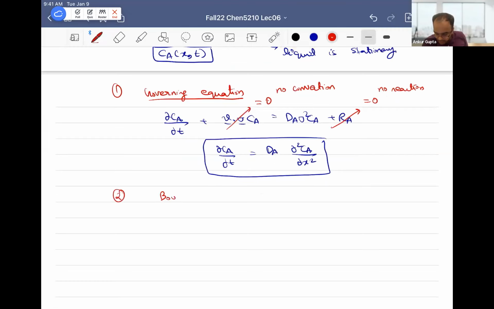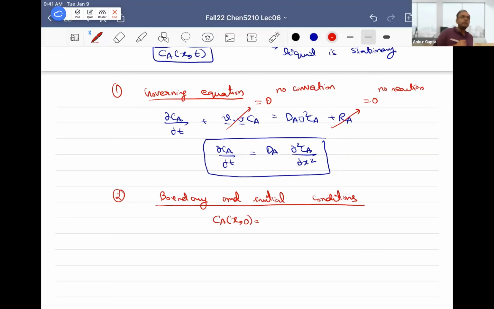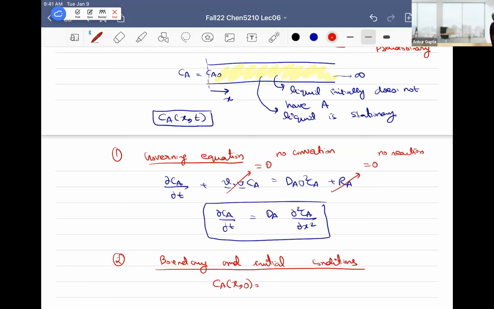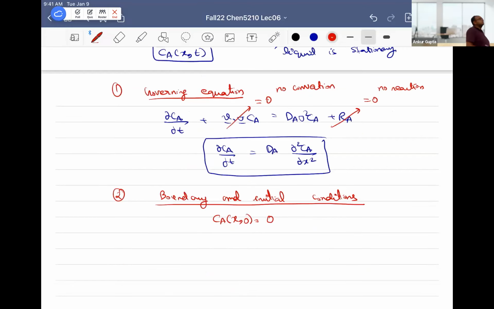boundary conditions. And now I will write initial conditions as well, because I have a time derivative. Boundary and initial conditions. Okay. Second step: given equations, boundary conditions and initial conditions. Now let's start with the initial. What is the initial condition? Liquid initially does not have A, right? So it's zero, because it's free of carbon dioxide or free of any species A. So CA of x comma 0 is 0.